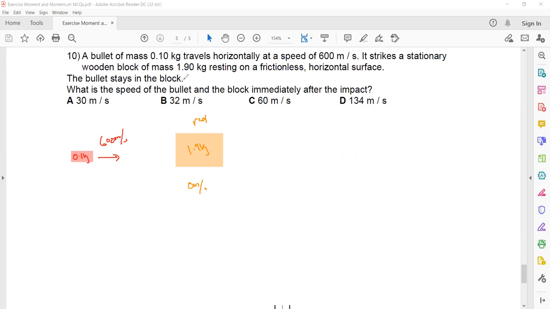The bullet stays in the block. What is the speed of the bullet and block immediately after the impact? When the bullet hits the block, they are moving together. The bullet is inside the block and they are moving together. When two objects are moving together, they will have the same speed. So the final speed of the block and the final speed of the bullet will be the same. Whenever there is a collision between two objects, we always use conservation of momentum.